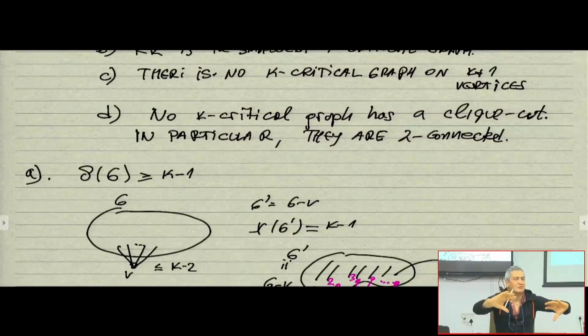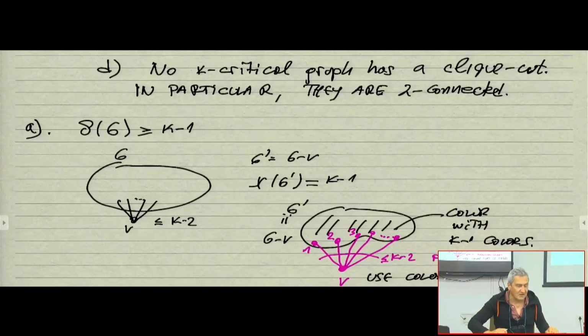Okay. This is the proof of A. If we have a vertex of smaller degree, we can remove it, color the rest with K minus 1 colors, put this vertex back, and we can extend the coloring, using at most K minus 1 colors actually, which is a contradiction, since graph G has chromatic number K.